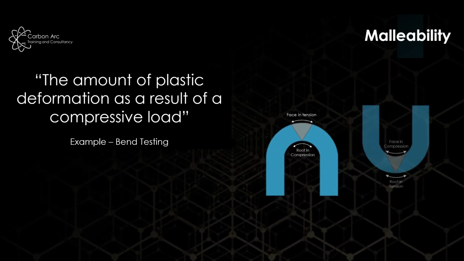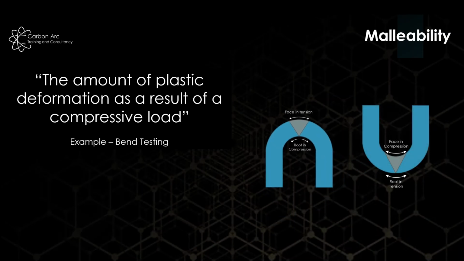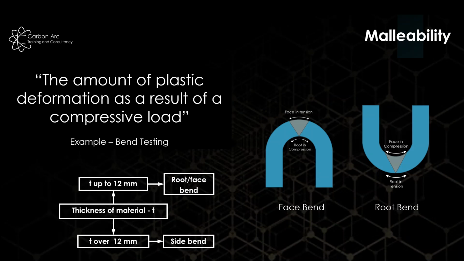And of course, if we rotate this round and bend it the other way and put the face into compression and the root in tension, we get the same effect, just now we're testing the root, not the face. Now, the selection, whether we have a face or a root bend or a side bend, which is the same test just across its cross-sectional area, comes down to this magic number of 12 millimeters for British standards.